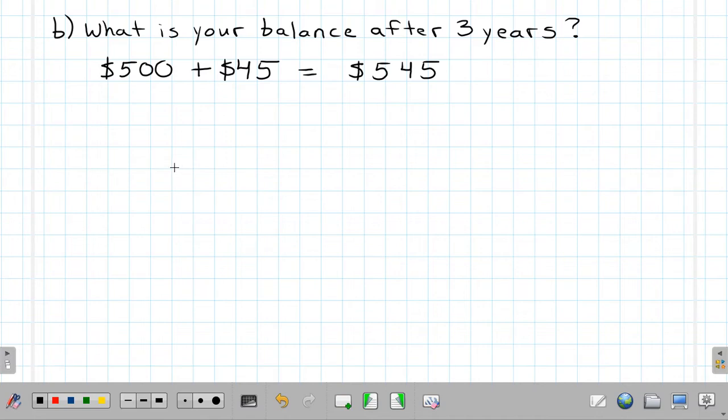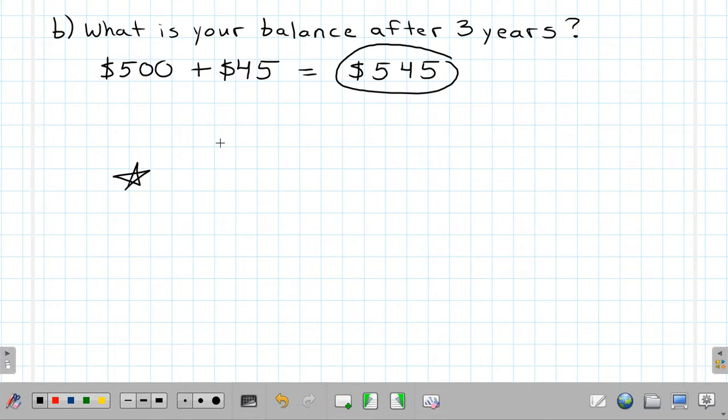$545. Okay? So you will have the 500 from what you already put into the savings account, so they don't take that away from you, okay? You actually leave that in there, and since you have your money in the bank, the way you can think about interest is they kind of pay you to have your money in the bank, okay? In this case, after 3 years, they pay you $45 to have that $500 in the bank. So in total, you will have $545.